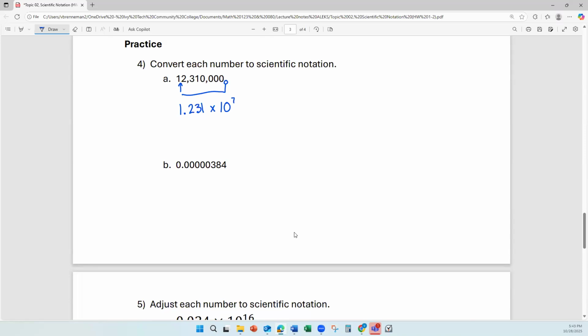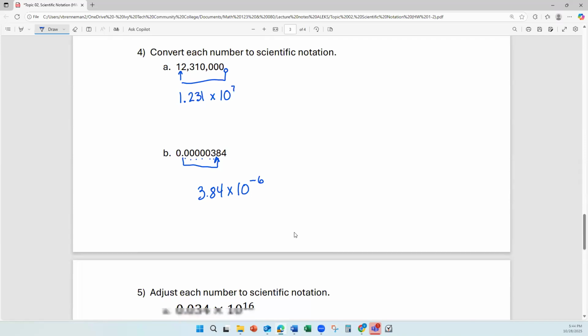And then this next one, we're looking at the 1, 2, 3, 4, 5, 6th place after the decimal point, or in other words, moving that decimal point 6 places to put it after the first non-zero digit. 3.84 times 10 to the negative 6, because this is that very tiny quantity.